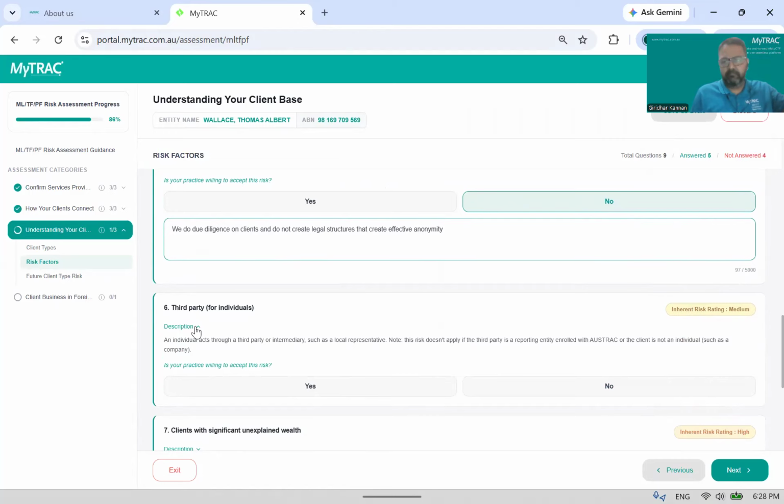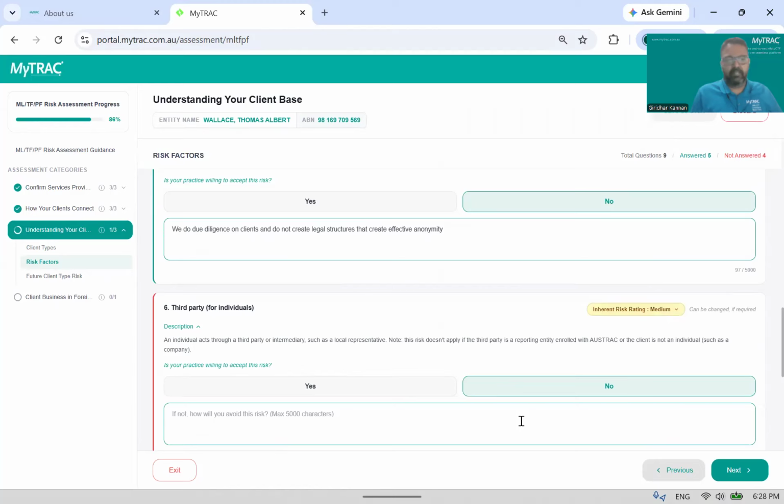holder. This could be for a parent, or it could be an overseas resident who has appointed someone here locally in Australia. So whether you will accept and do service in that behalf, you can say yes or no. Like I said, I'm just going to say no so that I can try and give you the answer. We do due diligence on our clients and will not accept third party for individuals as this is outside our appetite.